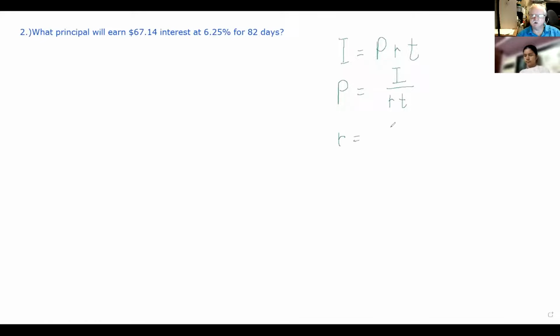If we're solving for the rate, it'll be I over PR. And if we're solving for the time, it'll be I over... no, I did this one wrong. Can't have an R here. I over PT, sorry. And here it's I over PR. So they're going to get us to turn this thing inside out.